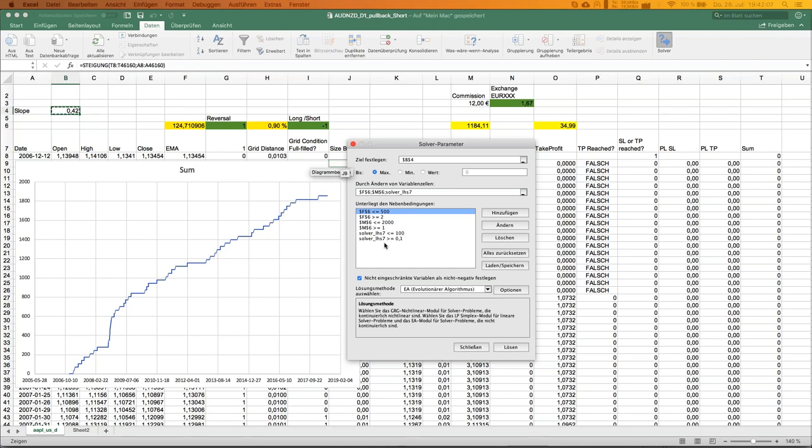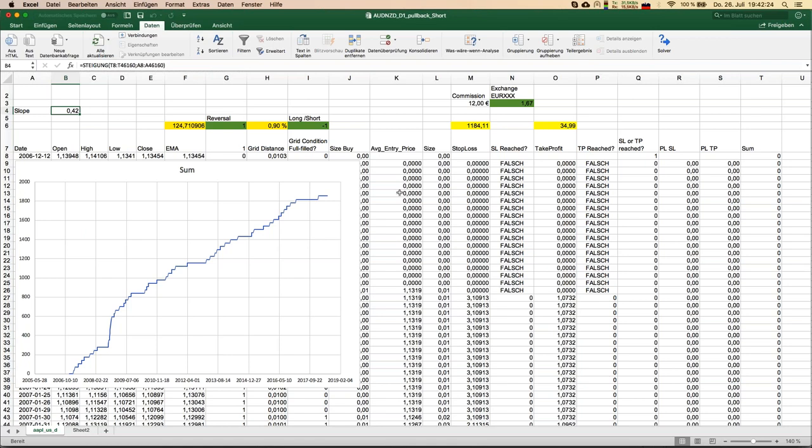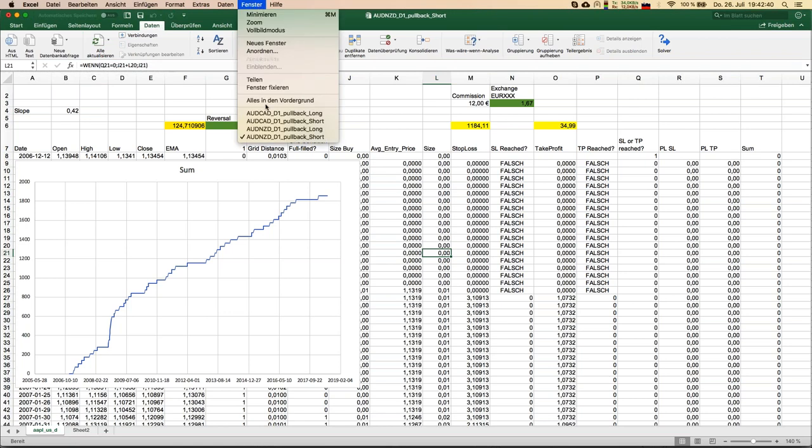And then we say which cells we want to be changed. And then we simply click the button. Sometimes it needs a couple of minutes until we are done. And then we get our optimization done automatically. Great. And you see, that doesn't look that bad. And we can now do the same for the other one. So that is the short trades for Australian dollar, New Zealand dollar with a pullback strategy.